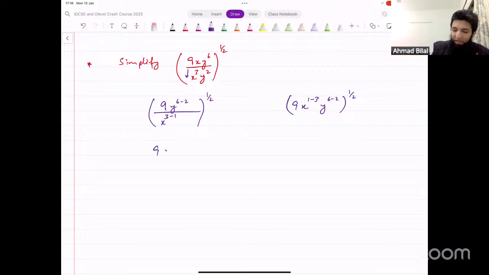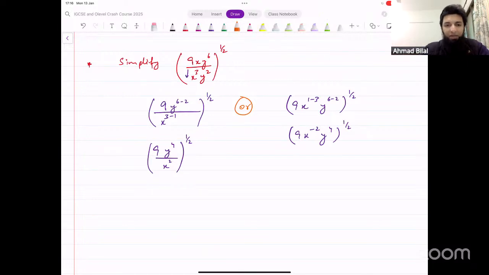So it becomes 9y raised to power 4 divided by x power 2, whole raised to power 1 over 2. And similarly here, if you were to do it the other way, you would have 9 raised to power x minus 2, y raised to power 4, whole raised to power 1 over 2. You can do it any one of these two ways. They're both correct.